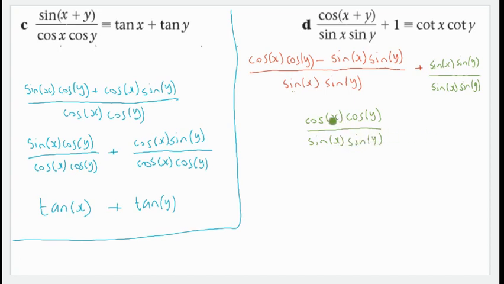Now, we've got cos x over sine x. Well, that's equal to the same thing as 1 over tan x, which is cot x. And then cos y over sine y, well, that's again 1 over tan y, which is cot y.